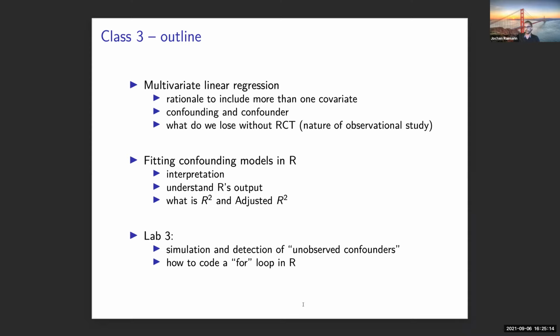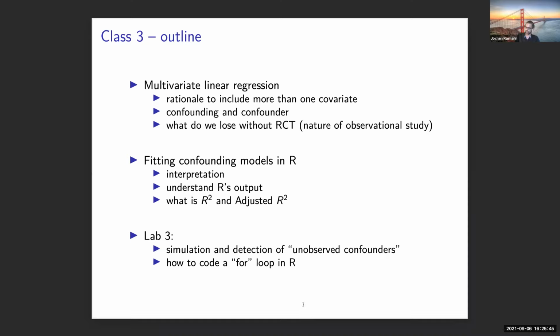Then we will talk about the loss when not conducting RCTs, which refers to the nature of observational studies. Also more of an epidemiology topic, but we're briefly going to touch on this. Then we're going to talk about fitting models that address confounding in R. We talk about the interpretation. We will again talk briefly about R's output, although we did that in the last class, and look into the distinction between R square and adjusted R square.